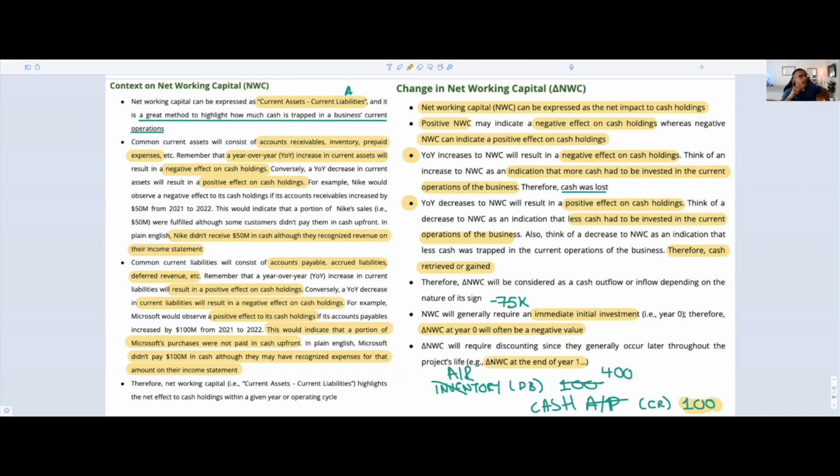Now, with that said, I want to walk through a quick Excel example. It's on this paper here, and hopefully that can tie a bow on everything we just discussed.